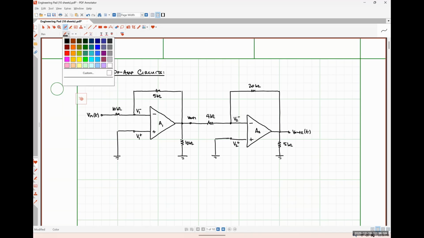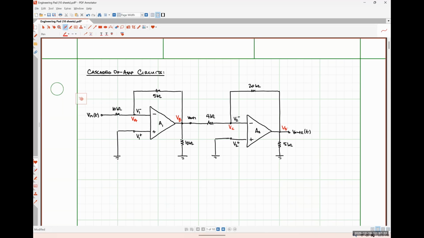So I'm just going to label some nodes here. We could call the voltage at this node VA, the voltage at this node VB, the voltage at this node VC, and the voltage at this node VD, okay? And what I'm going to try to do, and I'm going to run into a problem, and we'll talk about how we'll overcome it in a minute, is apply KCL at each one of these labeled nodes, okay?